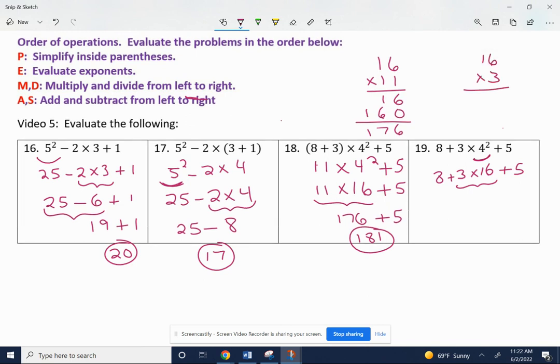Not 100% sure I have this right, so I'm going to do it by hand. 6 times 3 is 18, carry the 1. 3 times 1 is 3, plus 1 is 4. 48. Bring the rest of the problem down. 8 plus 48 plus 5. Look for add and subtract and go left to right. So the first thing I see is 8 plus 48. Let's see, that is 56. Add that to 5, we get 61.